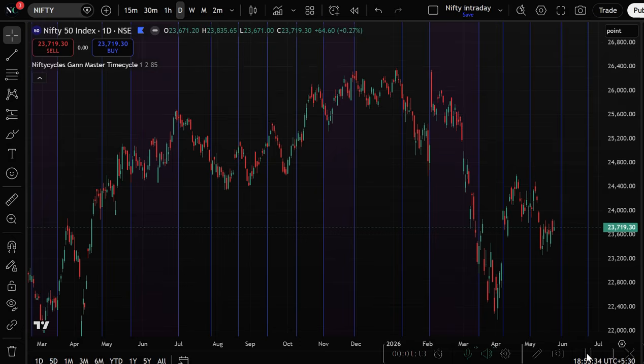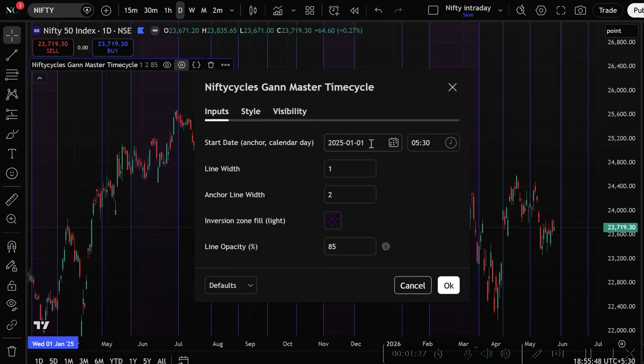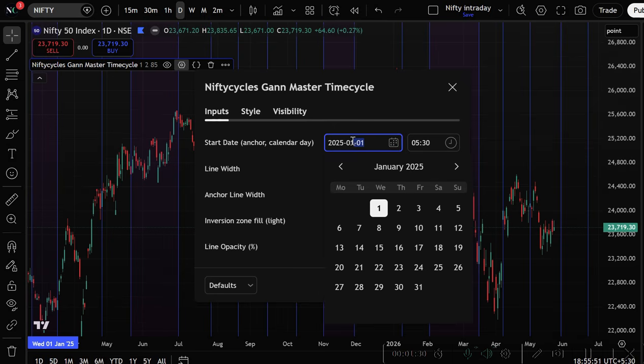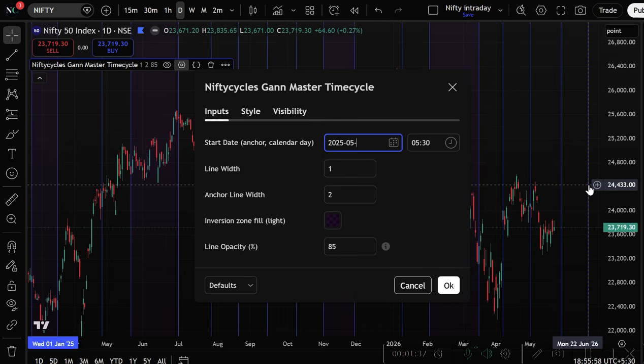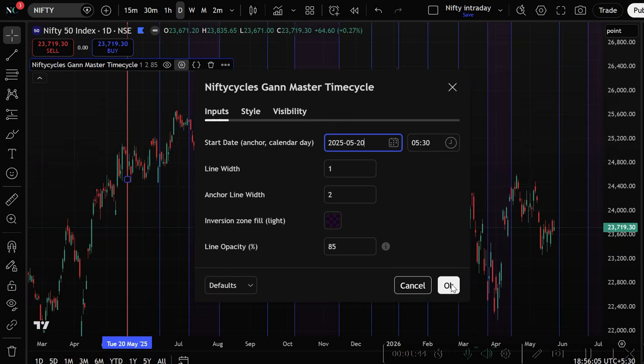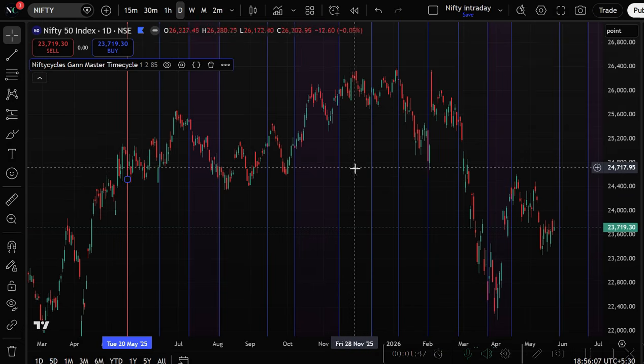Now how this works is we need a starting point for the cycle. Okay, we cannot randomly put this on the chart and just start trading. So the starting point is called an anchor, and every stock will have its own anchor. So the anchor for Nifty 50 is 2025 May 5th. No, the 20th of May 2025. That's the anchor. So let's see how it goes.